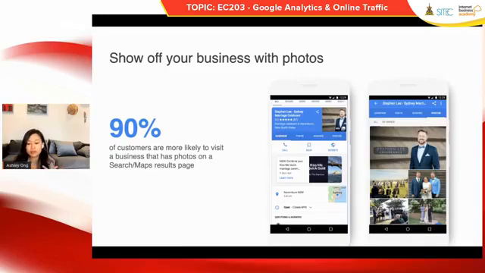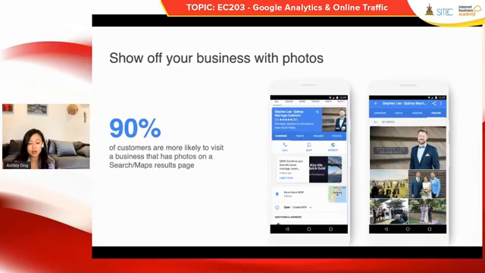So photos also help to convert people. As I mentioned, online traffic are those people who already visited or landed on your website, right? So how do you make sure that they actually click on your listing? Or how do you make sure that they actually click on your website? Don't forget this, guys. I always say this.